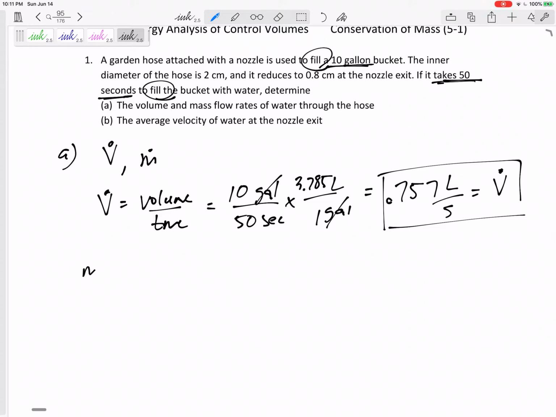All right. The mass flow rate would be rho times the volumetric flow rate. Or, I want the mass per time, and I've got liters per time. Well, if I knew the density, then I could, units help me out here. I could change that volumetric flow rate to mass flow rate. So what is the density of water?